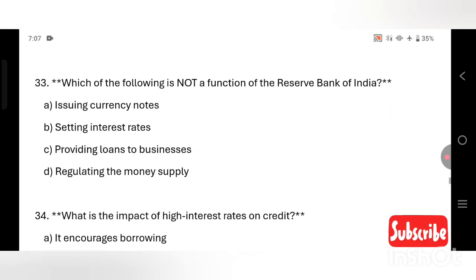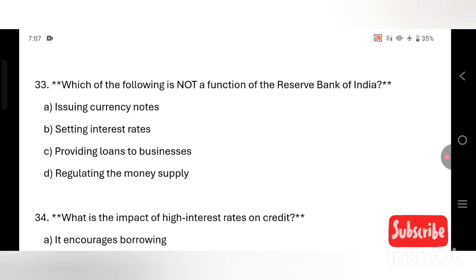Question number 33. Which of the following is not, the question is in negation, is not a function of the Reserve Bank of India? Option A, issuing currency notes. Option B, setting interest rates. Option C, providing loans to businesses. Option D, regulating the money supply. The correct answer is C, providing loans to businesses.